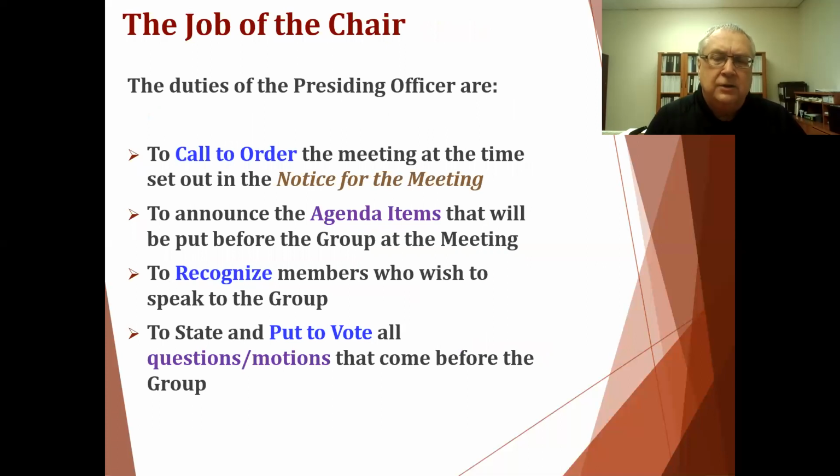So what are the duties, the job, if you will, of the chair? Well, it's their job to call the meeting to order at the date and time set out in the notice for the meeting. It is their job to announce agenda items. It is their job to recognize, and that's the power of the chair, to recognize who gets to speak, one at a time. It is their job to state and put to a vote all motions and declare whether or not they are failed, approved, or potentially referred to committee.